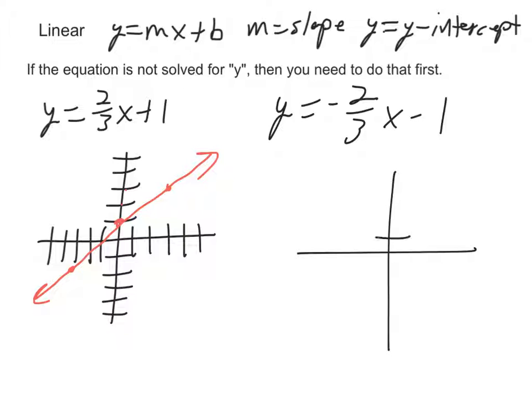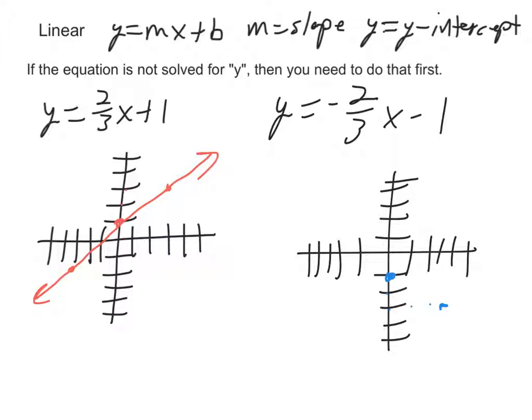On this one, the y-intercept is negative 1, so we're going to put a point right there. Then we're going to go down 2, 1, 2, over to the right 3, because it's positive, 1, 2, 3. Or we can go up 2, 1, 2, and to the left, because going up is a positive and to the left is negative. We have a negative slope, so it'd be 1, 2, 3, and it'd be about right there.